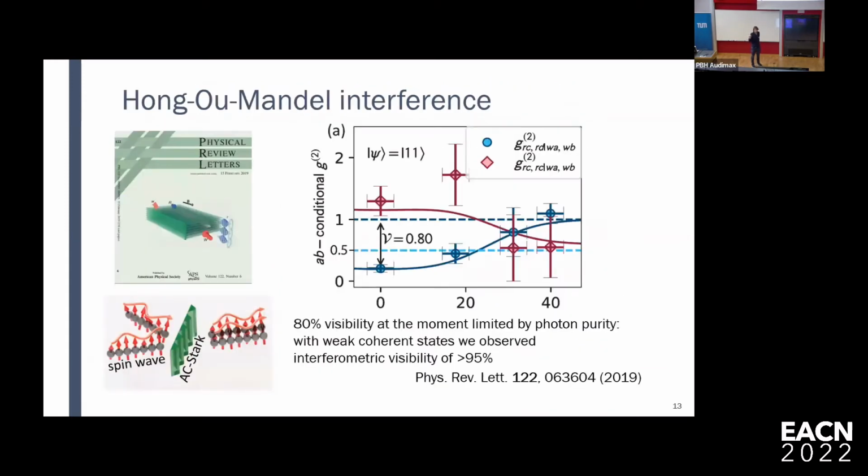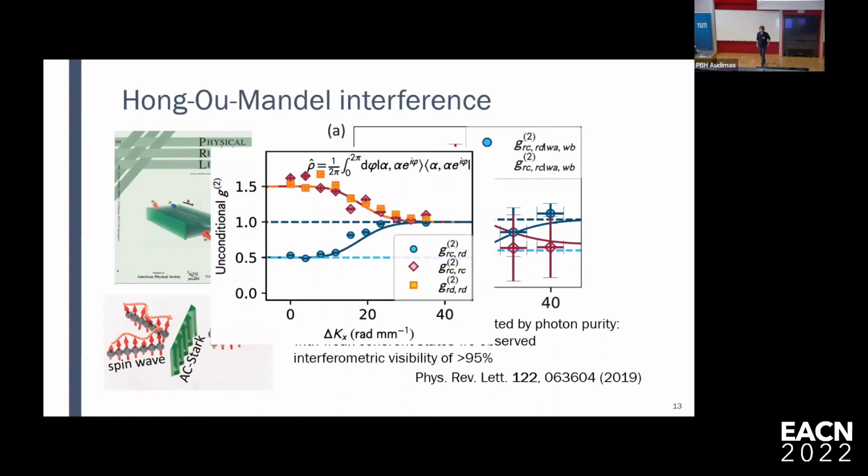As one of our first demonstrations, we have actually prepared 2 Fock state spin waves, so just the 1-1 state, and interfered them using this technique and observed the Hong-Ou-Mandel interference. So that actually is the simplest quantum operation in linear optical quantum information processing. So we have shown that we can do that, and actually the visibility and efficiency of that was mostly limited by the quality of prepared photons, not necessarily by the interference.